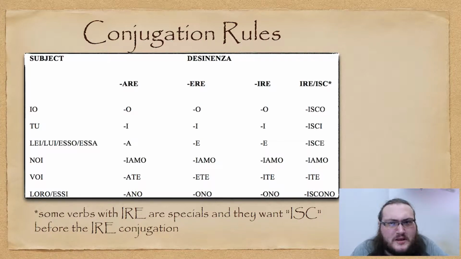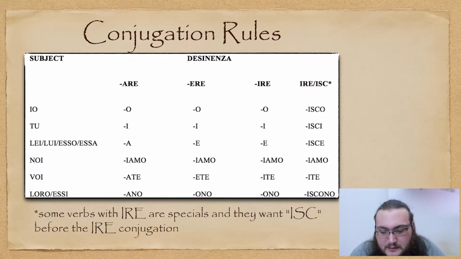Then noi. Noi it's very, very easy. Noi it's iamo everywhere. Iamo. So you don't have to care about ire in isc with noi. Voi, it changes like two times. You have voi with are, that is ate. Voi with ere, that is ete. Voi with ire, that is ite. And voi with ire in isc, that is ite as well.